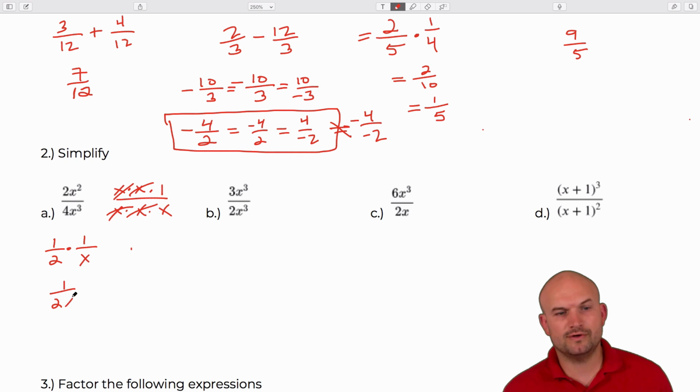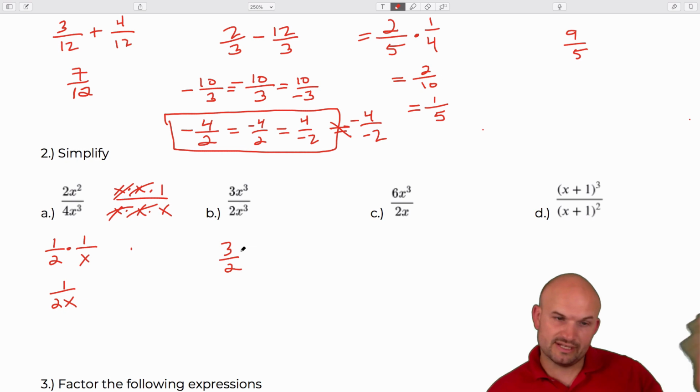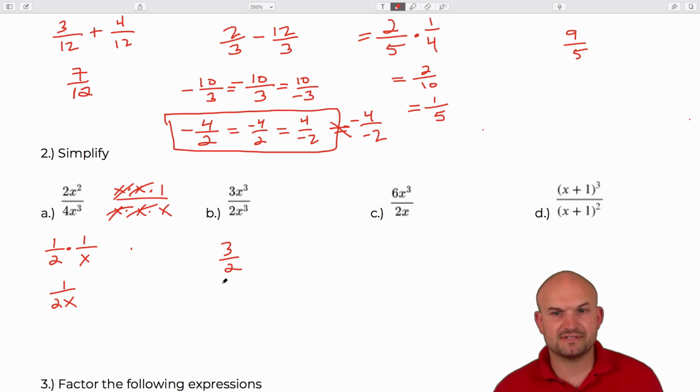So we'd have 1/2x. And then the next example, we have 3/2, which cannot be reduced, so I'm just going to leave that as is. And here you see x squared over x squared, that just reduces to 1/1. They divide each other out. So we're just going to be left with 3/2.